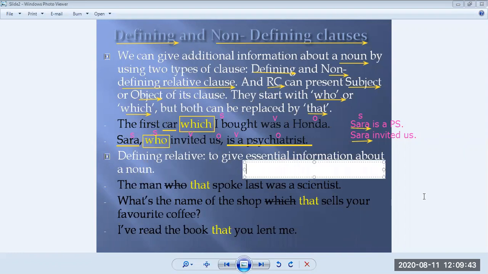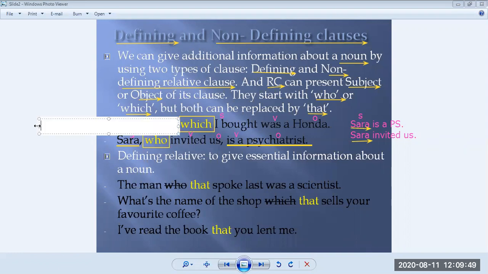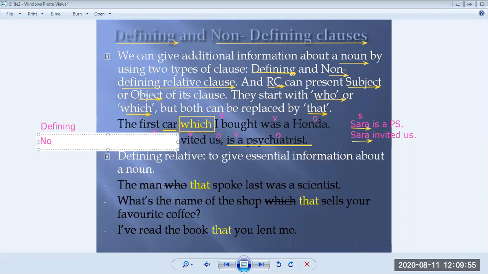So now have a look at this part again. The first car which I bought was a Honda. We call this defining. But the second one, we will say non-defining. Why is it non-defining? Because a non-defining sentence gives extra info. Therefore, we use a comma. You can see over here, have a look at here.